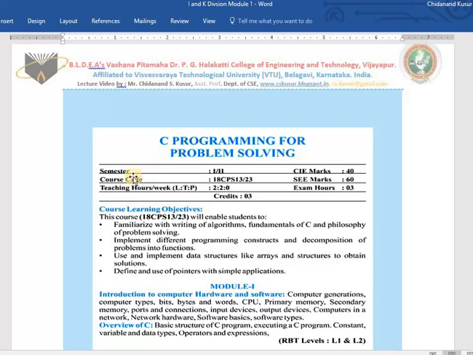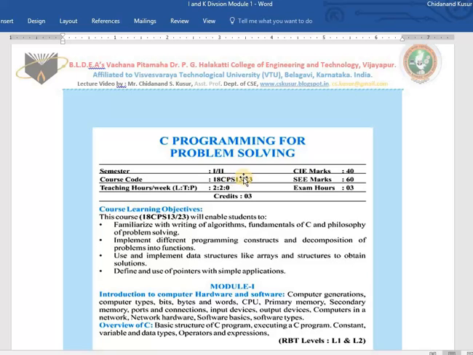The subject name or the course name is C Programming for Problem Solving, and the course code or subject code is 18 CPS 13 for first semester students. And for the students who are going to learn the same subject in the second semester, the subject code will be 18 CPS 23. Now you are in the first semester, so the subject code you need to use is 18 CPS 13.